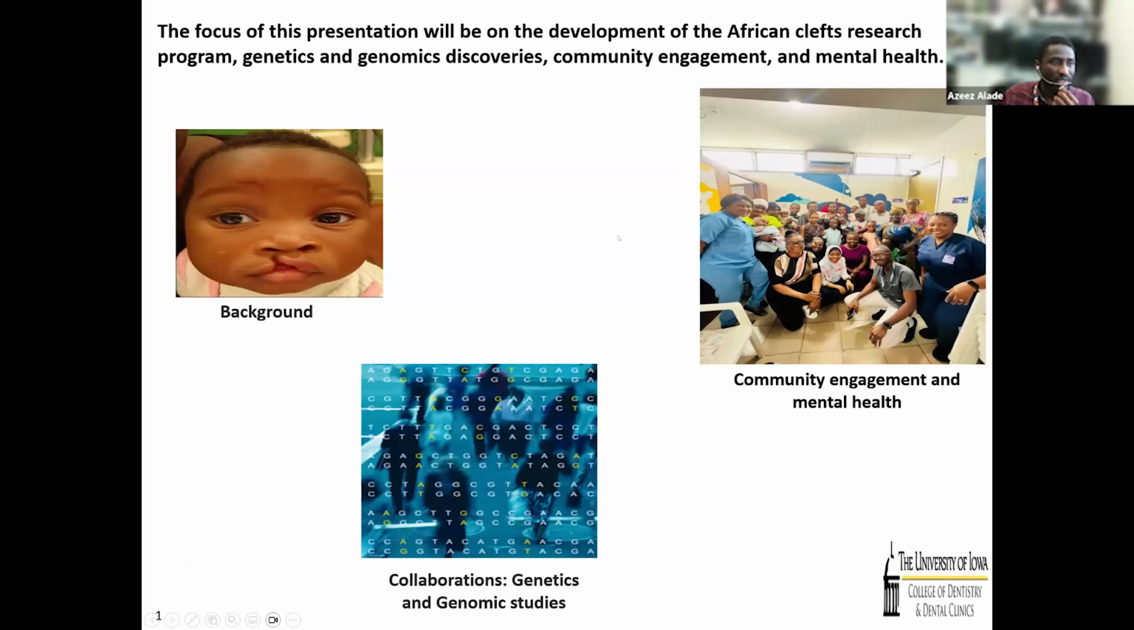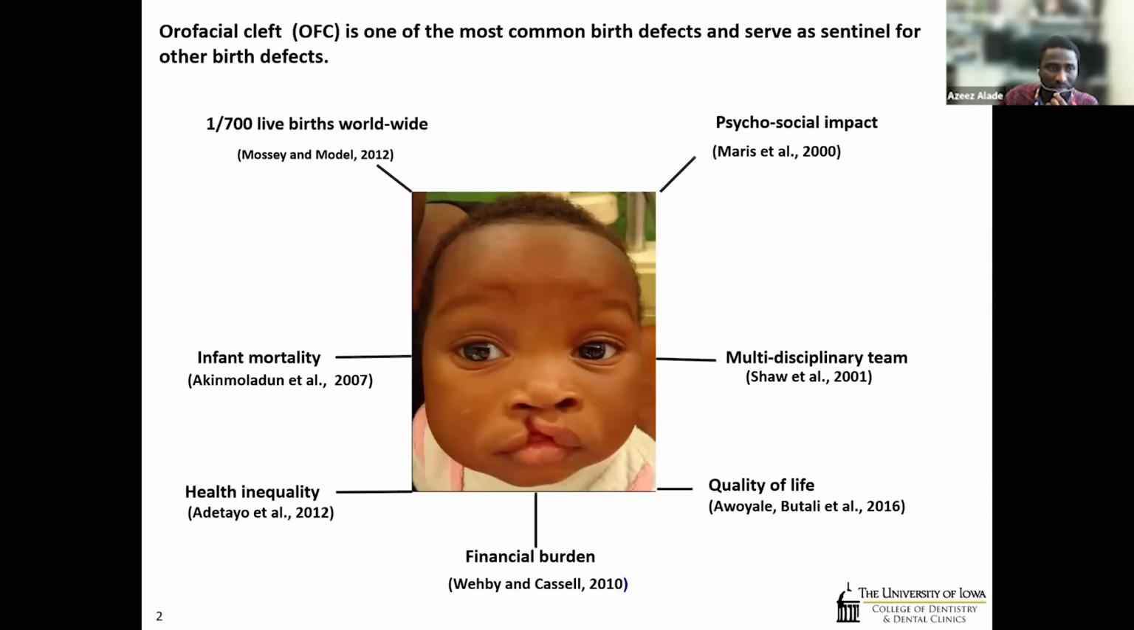Okay, so again, I'm going to give us a brief introduction on the background. I'm not going to spend so much time on this because I think many of the previous speakers have dealt with the background of orofacial clefts. So I'm going to talk about genetics and how we have leveraged collaboration to move the field forward. And then I'm going to end on community engagement and mental health of caregivers.